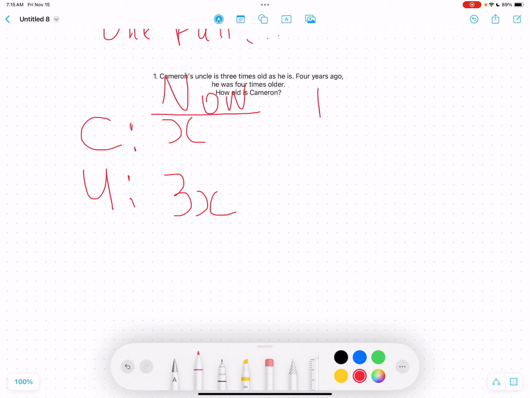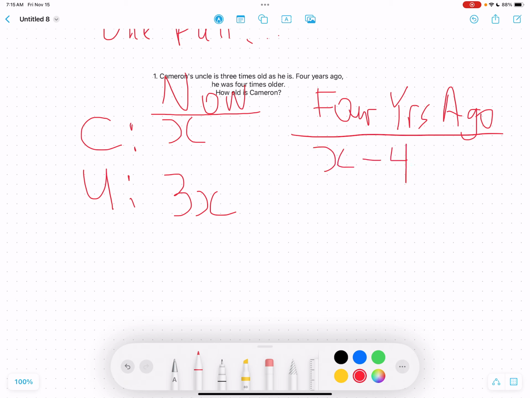Now the way you set this one up is that you do the now and then 4 years ago. So 4 years ago, what happened? This is how you show your work. Okay, 4 years ago. So now Cameron's is X. 4 years ago, it's X minus 4. His uncle, 4 years ago, you want to put a pause and see if you know how to figure this one out?